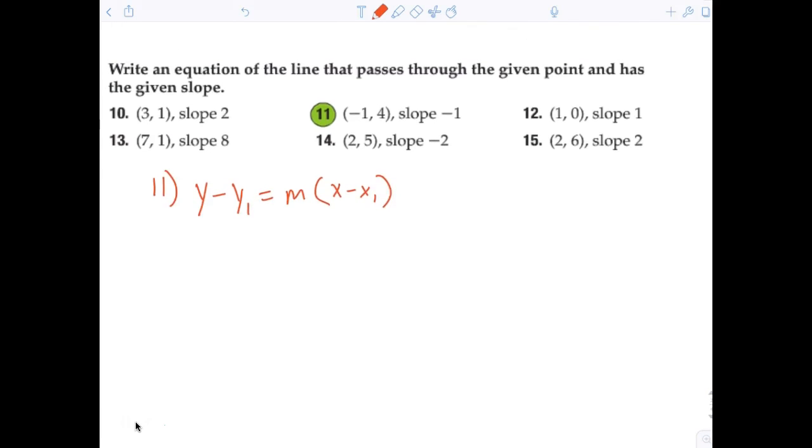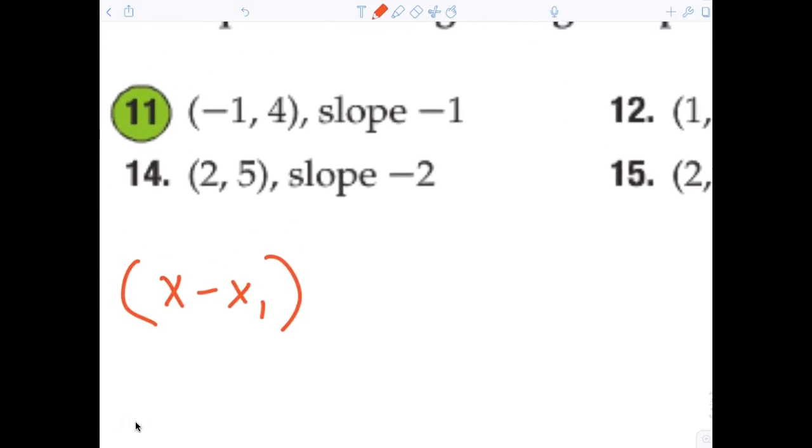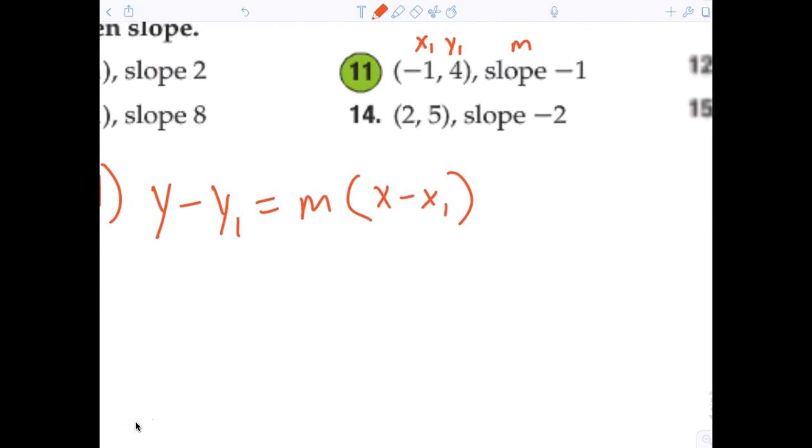Now, question number 11. What does negative 1 stand for? Ordered pair. X comes first, right? So the negative 1 represents x, and 4 represents y. And then the slope is what letter? That is correct. Now you're plugging in. So now what's the answer?